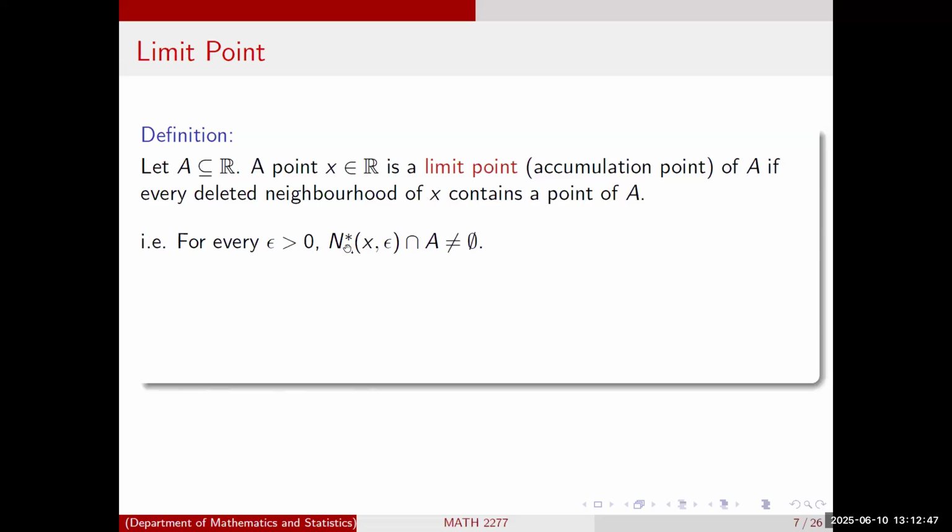So why are we using the deleted neighborhood here? Remember, the deleted neighborhood simply means you are not allowed to choose x. So this is saying they have a point in common, but that point is not x. Right? So that point is not x. So what else to point out from this definition?